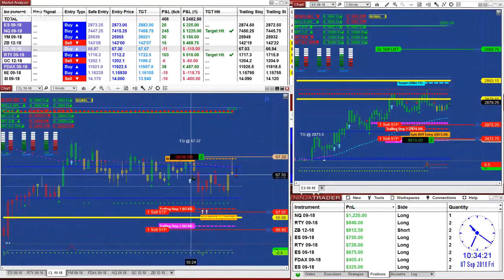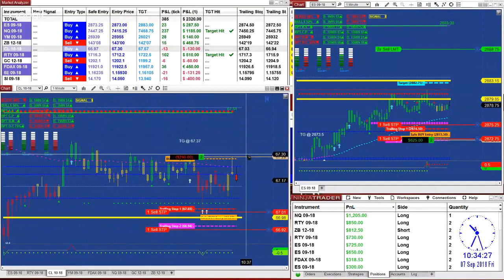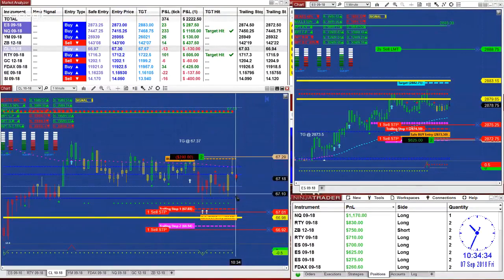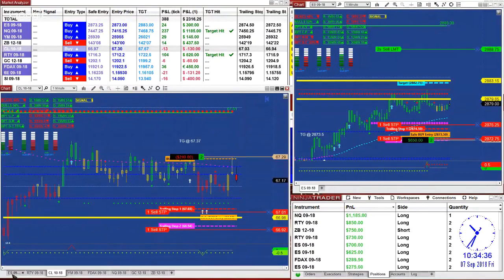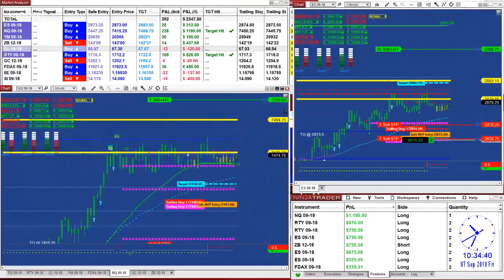It's not tradable, folks. The CL is not tradable at the moment. If anybody is a trader on the CL, you need to put a buy limit order at 67.30. Anything below those numbers, you're looking for trouble. It's not tradable.